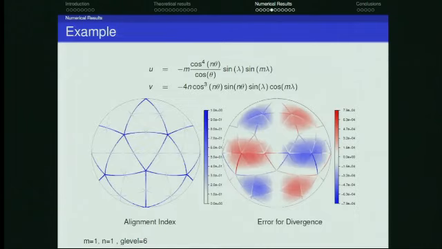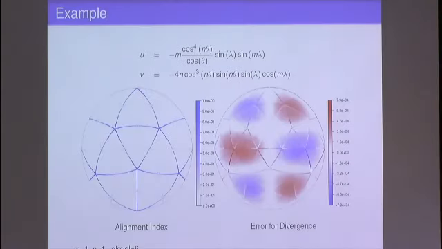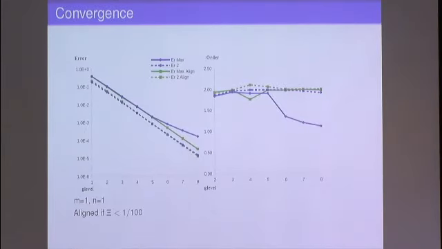Okay? So let's go to an example. This is the vector field that appears in the Heikes and Randall paper, 1995. And we just do the error for the divergence. This is what shows up. This is the alignment index. You see a background error that is due to the actual vector field, but you see the grid imprinting, and you see the alignment index capturing this grid imprinting really nicely.